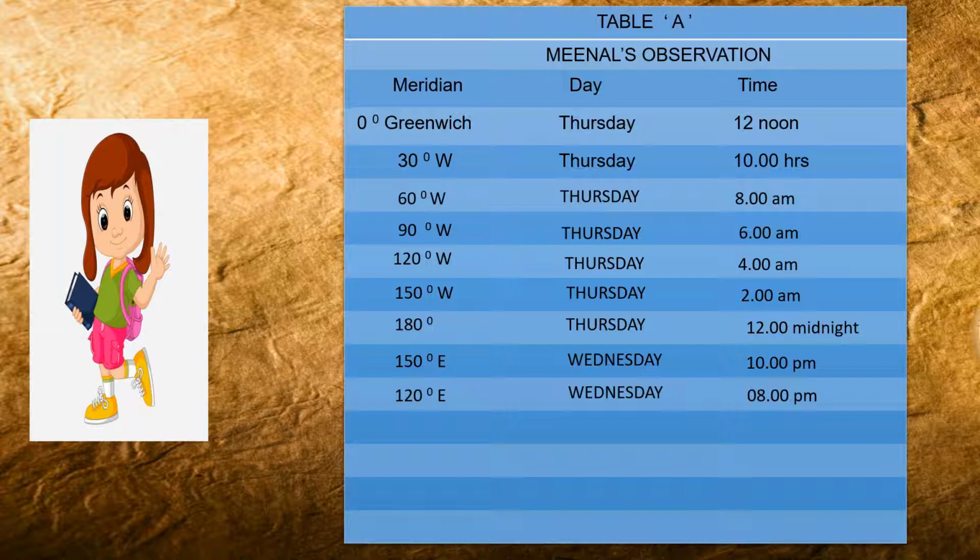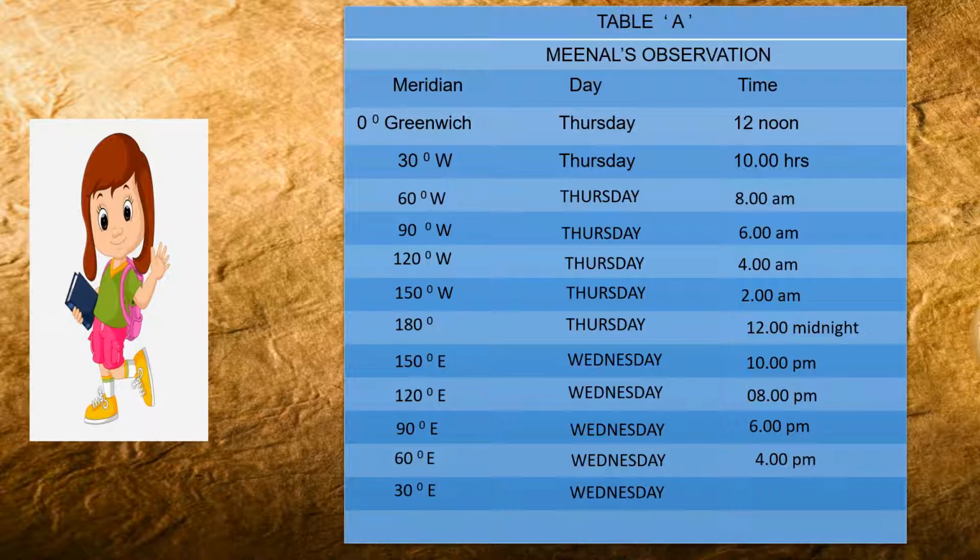Again she moved ahead towards the 90 degree east meridian. Again we are getting the same day, that is Wednesday, and the timing will be 6 o'clock in the evening. Similarly, when she entered towards the 60 degree east meridian, again the day will remain the same because it will be Wednesday and the time will be 4 o'clock in the evening. From the 60 degree east meridian, she entered into the 30 degree east meridian. The same day is there, that is Wednesday, and it will be the afternoon 2 p.m.